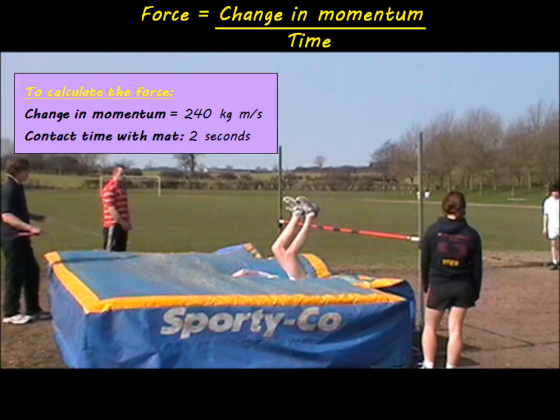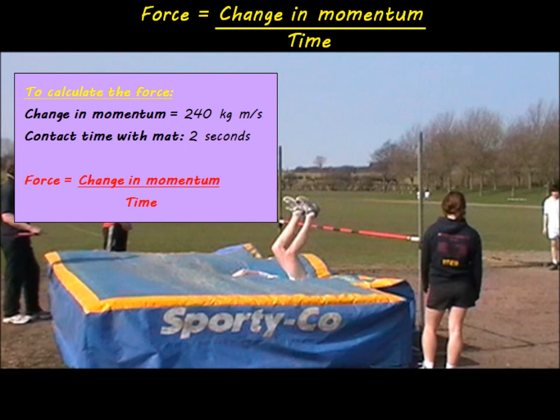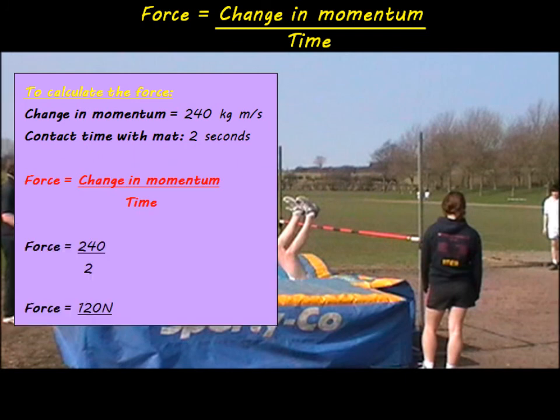So if we estimate that our jumper is in contact with the crash mat for 2 seconds, our final step is to substitute those values into our equation, which gives us an overall force of 120 newtons.